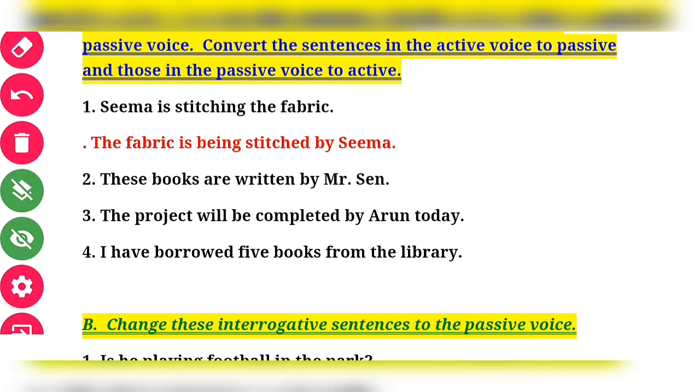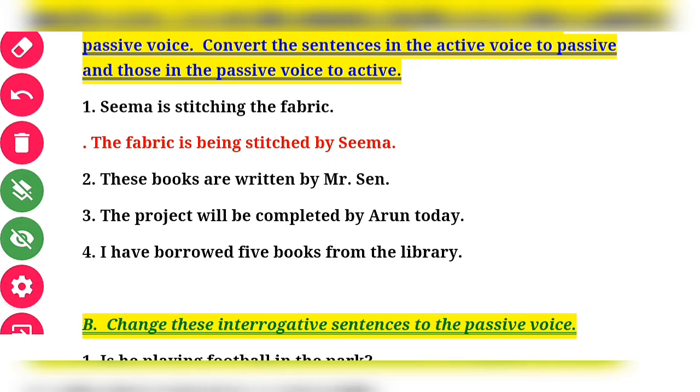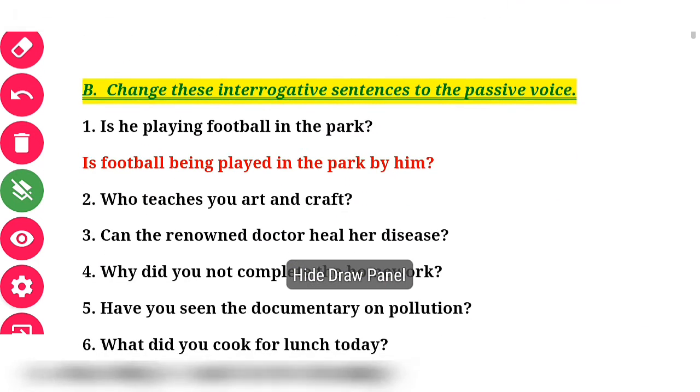Next is, I have borrowed 5 books from the library. Again this sentence is given in active voice. So I is the subject, have borrowed is the verb, and 5 books is the direct object. There are 2 objects here, so you can change it according to the explanation. Now part B is also given here.